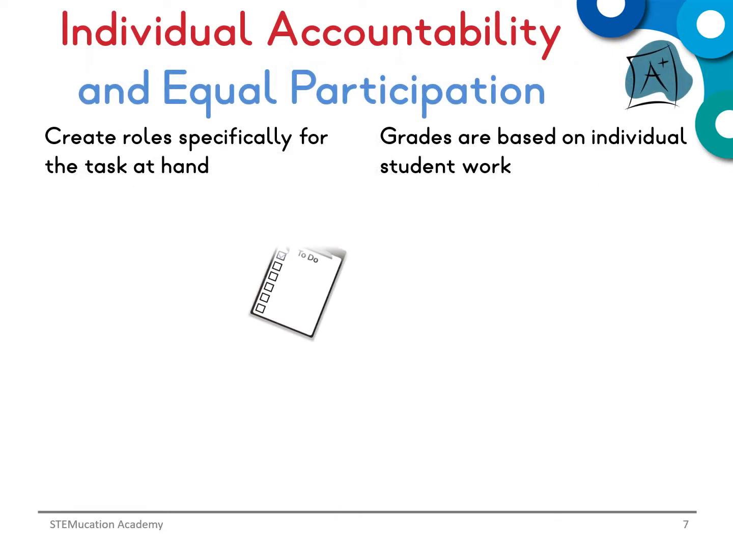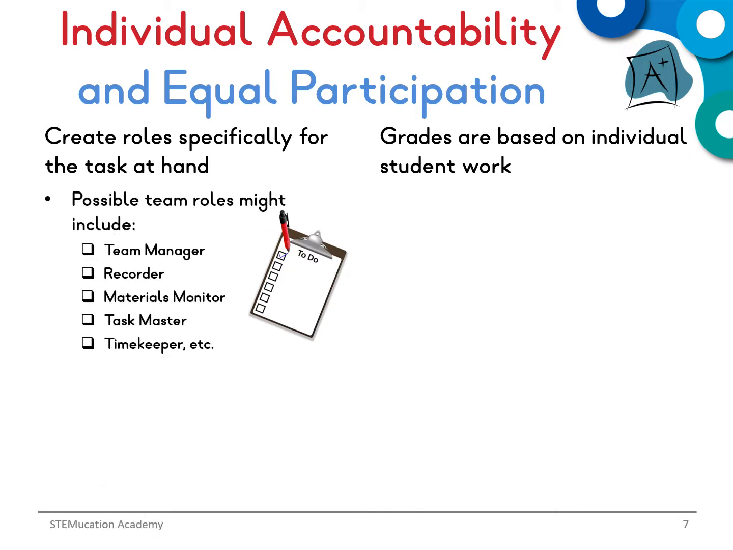The next two attributes of cooperative learning that we will discuss are individual accountability and equal participation. Regarding individual accountability, you want to create team roles specifically for the task at hand. Roles within the team might include such things as team manager, recorder, materials monitor, taskmaster, and timekeeper. Students will need to be trained on how to perform those roles.